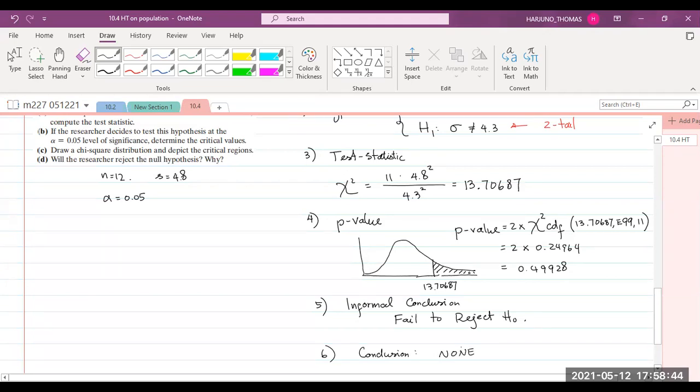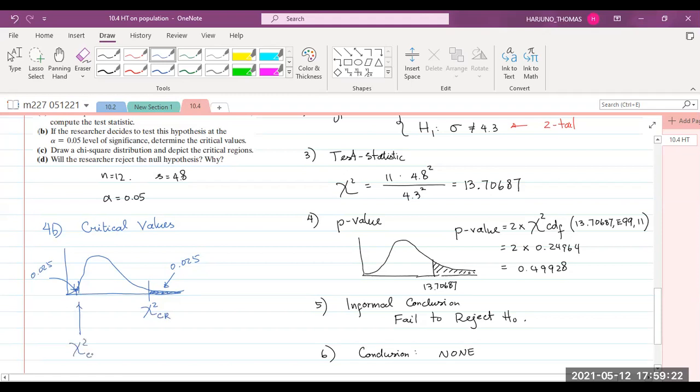Now the thing is, what are the critical values? You need 5% two-tail, which means 2.5% each tail. This is chi-squared critical right, and this one here will be chi-squared critical left. This is inverse chi area to the right, 0.025, degree of freedom 11. This is inverse chi area to the right, 0.975, degree of freedom 11.